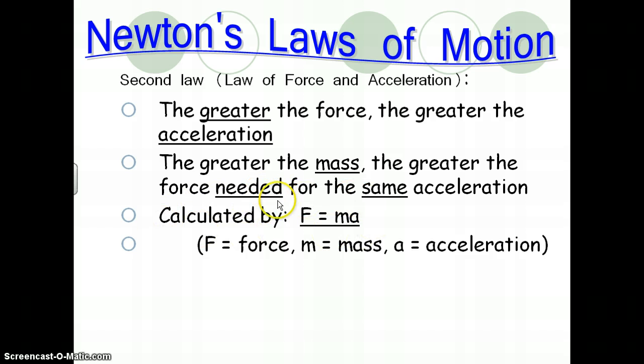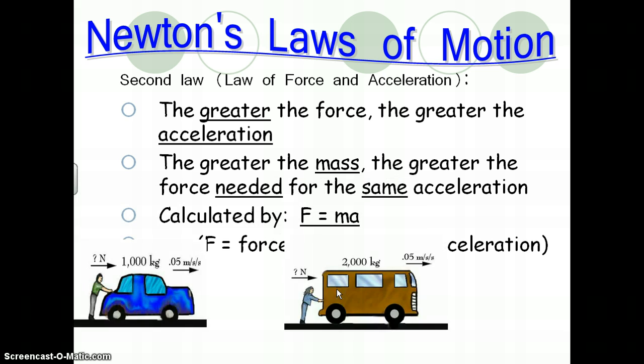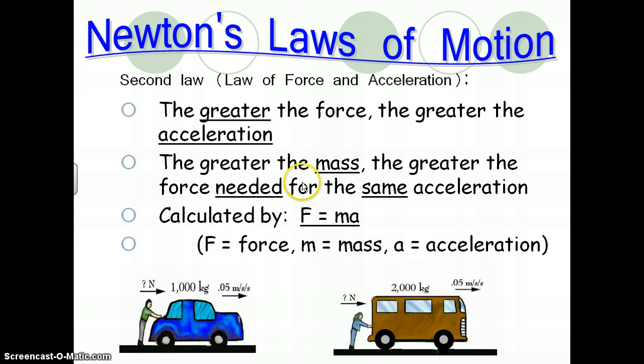So Newton figured out that there is this relationship, and we can use this formula that's calculated by stating that the force needed is equal to the mass of the object times the acceleration of the object. And so we're going to be using that little handy-dandy triangle to figure this out. Here's another example with some cars here. You have a little car that's 1,000 kilograms and you have a big van that's 2,000 kilograms. If you want both of these cars to go 0.05 meters per second squared, which car are you going to need to use more force with? Obviously, it's going to be this one.